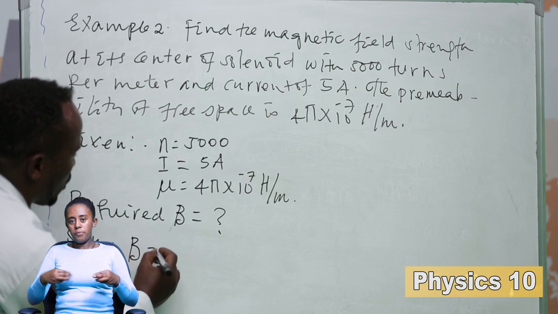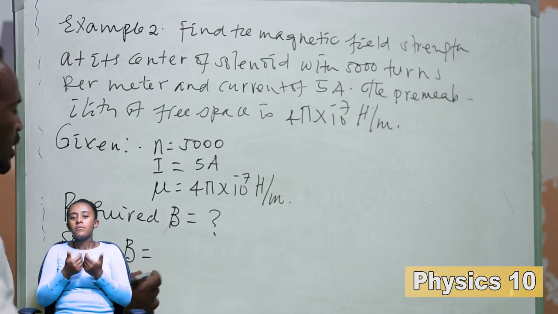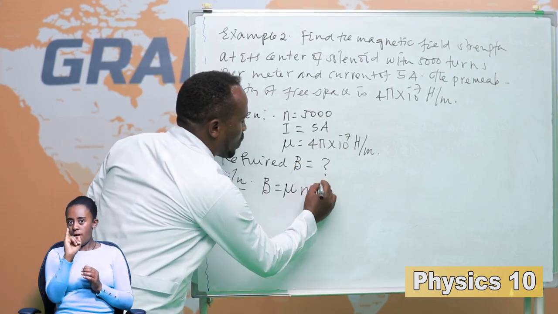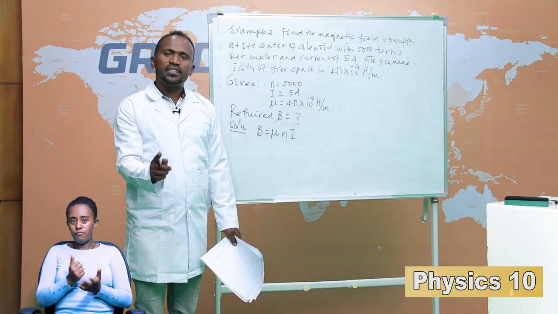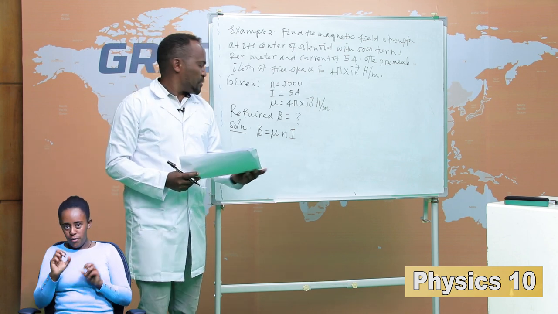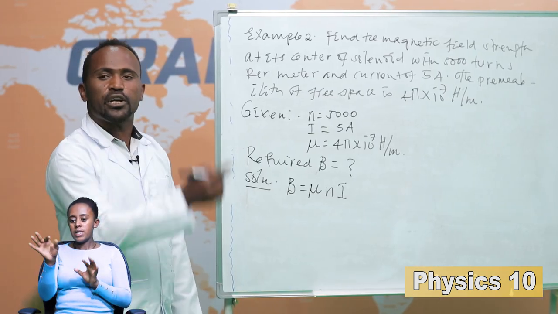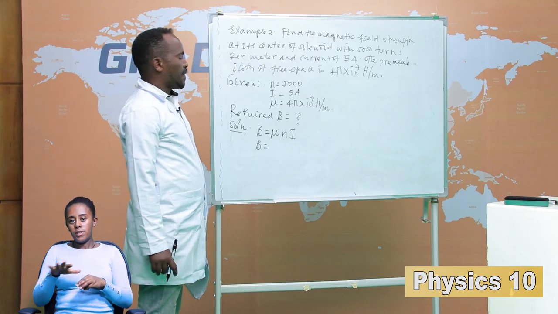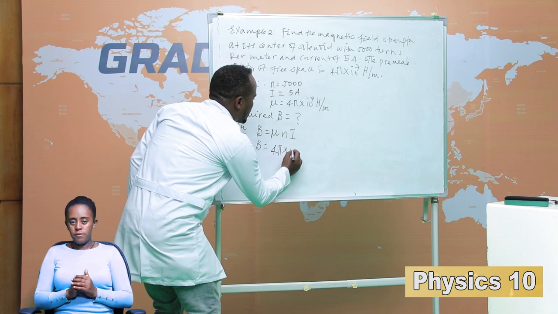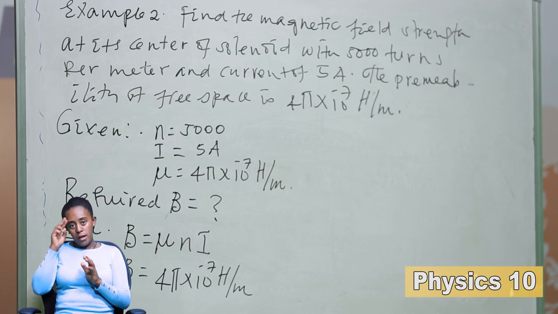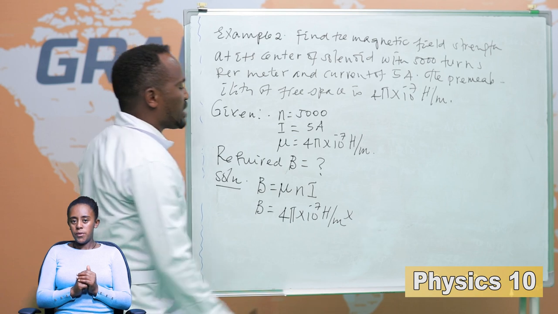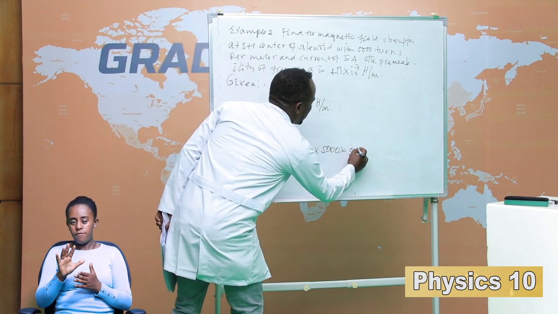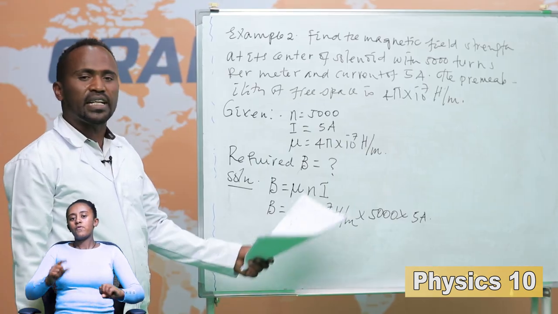This formula is: magnetic field of solenoid is equal to, okay, who can tell me? Permeability of free space times number of turns of the wire times current. This is the formula that helps us find the value of the magnetic field of the solenoid. Come on with me, my students. Let us solve together and substitute the given values in the formula. Then magnetic field strength is equal to permeability of free space, 4 pi times 10 to the power of minus 7 Henry per meter, times the number of turns of the wire, that is 5,000, times the current, 5 ampere.